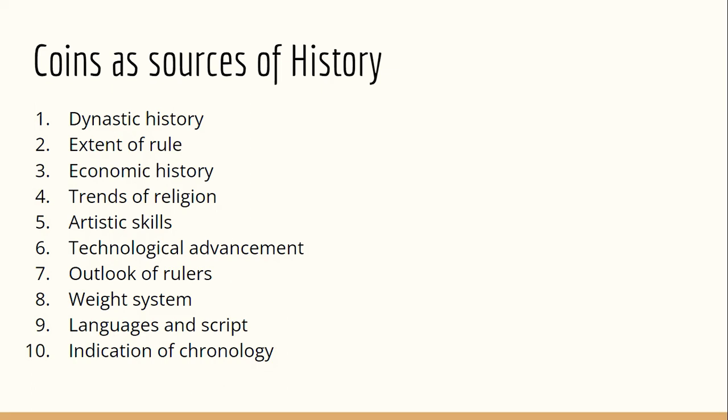Second thing, it helps us to know about the extent of the rule. Now the distribution of the coins, wherever the coins are distributed, they help us to trace the extent of the rule. So if you find coins in the Gandhara region of a particular dynasty, we come to know that this dynasty ruled over the Gandhara region. So the extent of the rule of a particular dynasty can also be studied with the help of the coins.